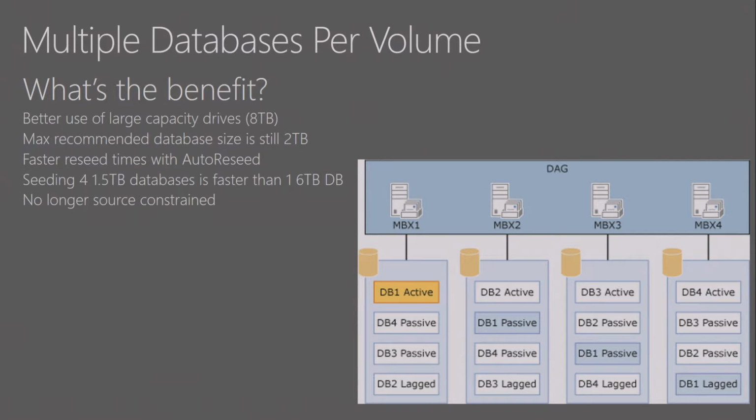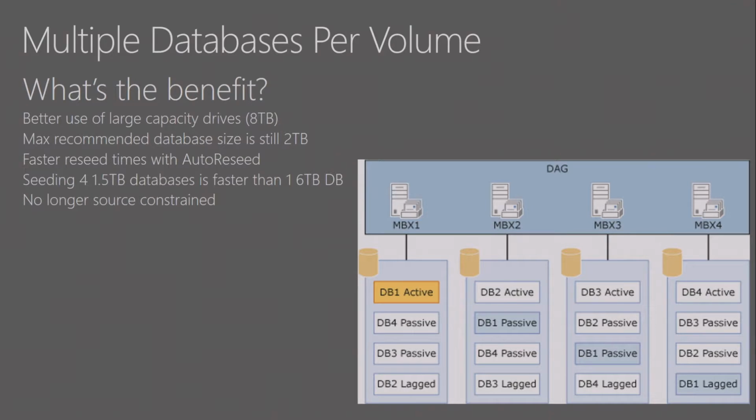To give you an example of a benefit people don't always think of, this is when we do reseeding. Say, I hope you wouldn't have this, but say you had one 6 terabyte database on one of these drives. Compare that to having 4 1.5 terabyte databases. Still 6 terabytes of total data, right? Well, if the 6 terabyte database failed and had to be reseeded, it can only reseed from one source at a time, right? So it's going to be source constrained in terms of the throughput and performance it gets. Let's say it can only achieve 25 megabits a second in seeding performance.